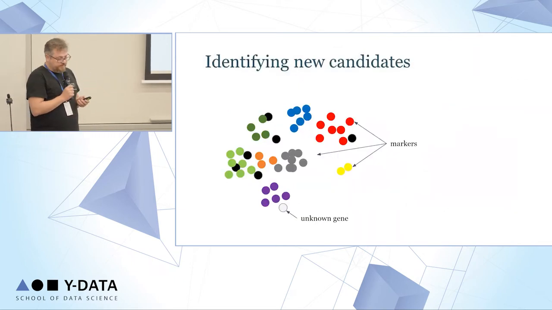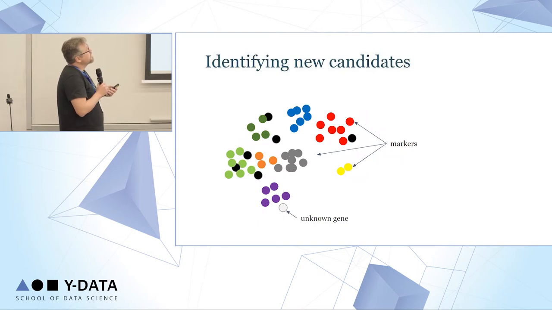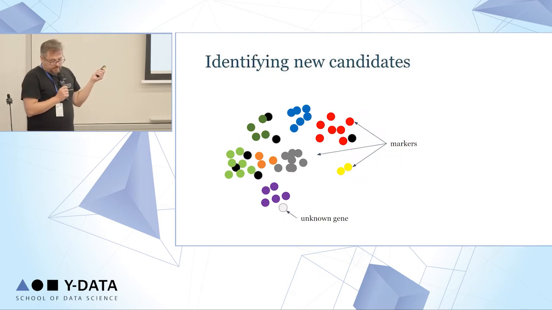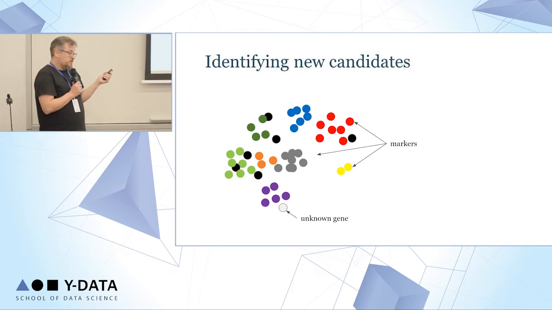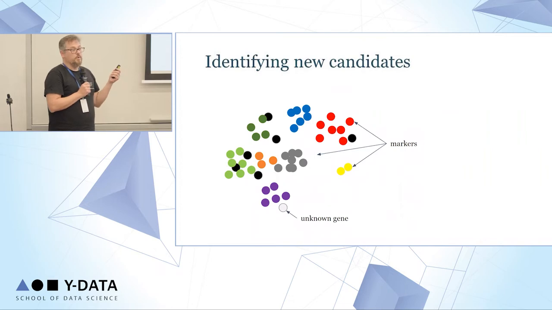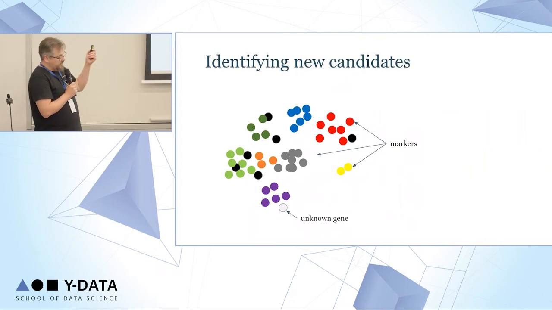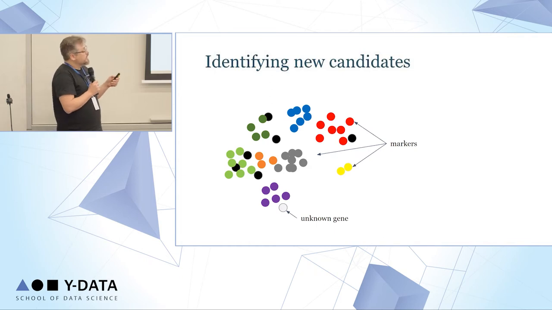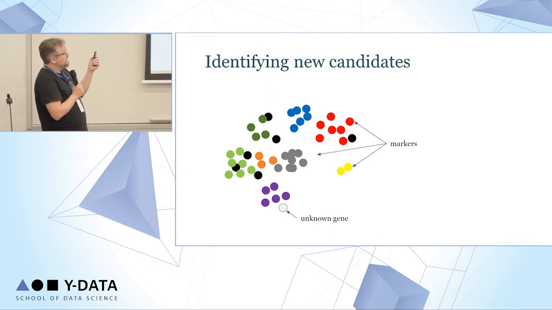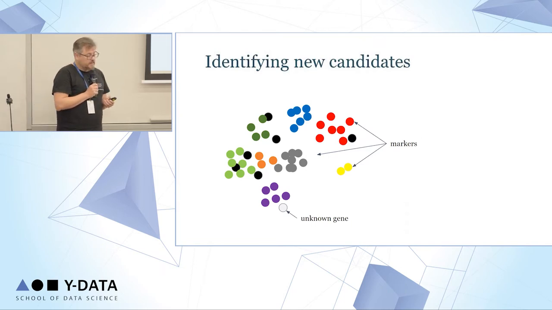So what is the idea? The important part of the project is to identify functions for unknown genes that are similar to the known ones. Imagine that for each gene, we have a representation as a point or vector in multidimensional space. Colored points are known markers, and we have a lot of unknown ones.